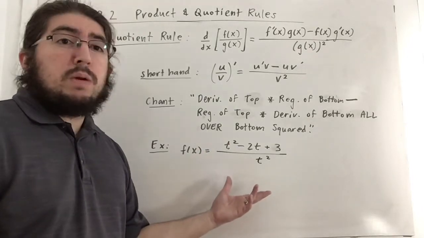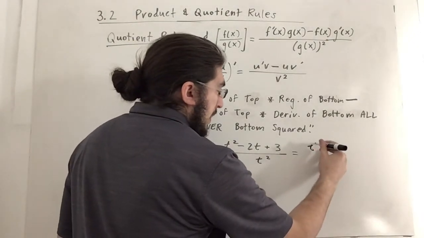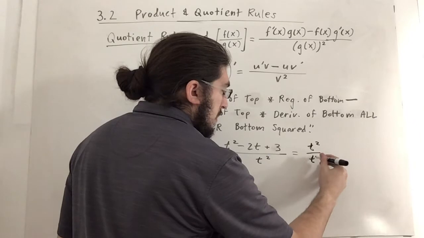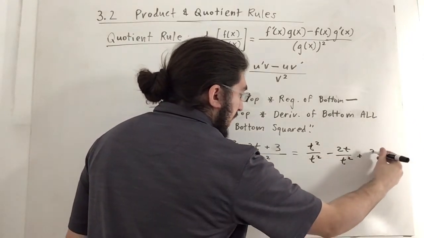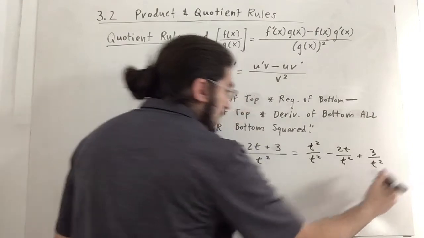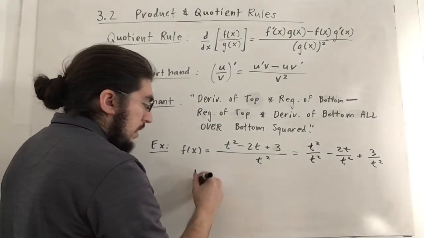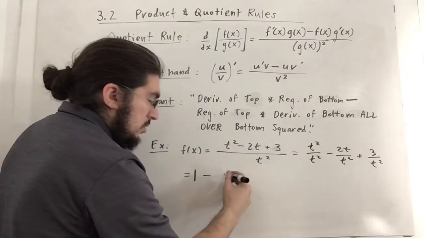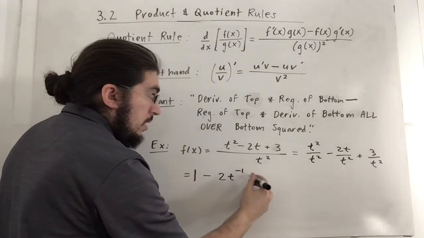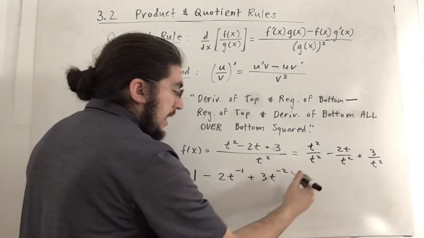So here, how would we do this normally? Well, we would split it up as each term on top divided by the common denominator, just like that. Then rewrite them as individual powers. So t squared over t squared is just 1. Minus 2t over t squared is 2t to the negative 1. Plus 3 over t squared is 3t to the negative 2.